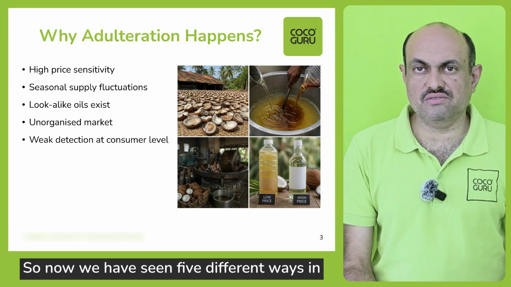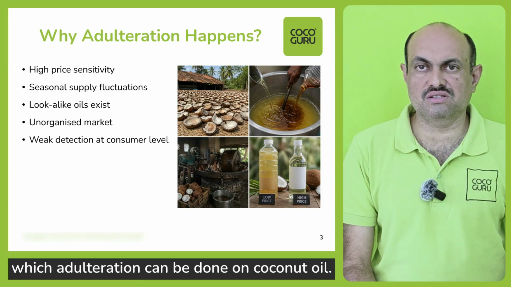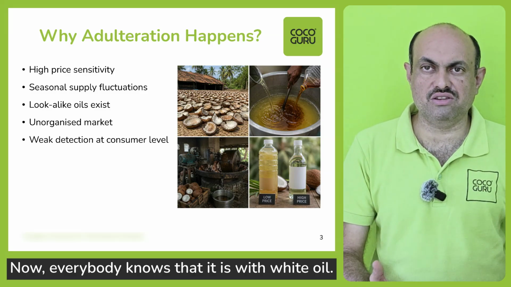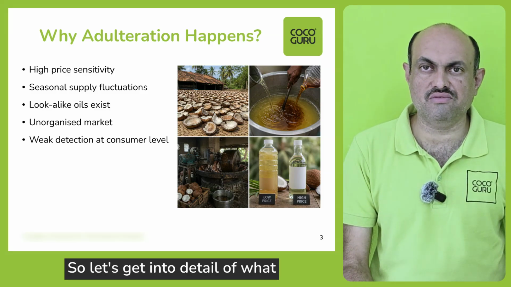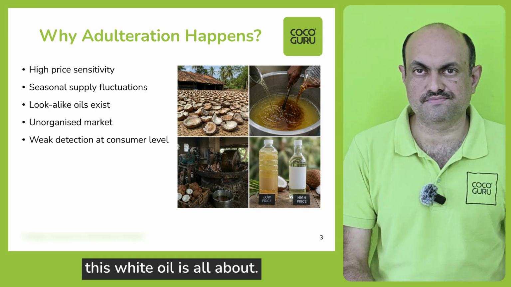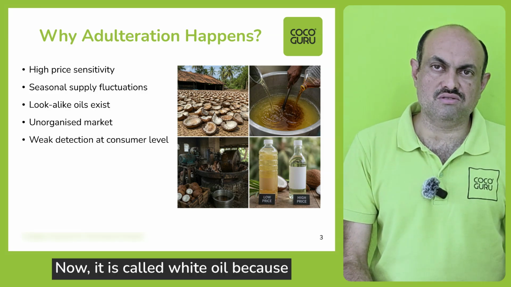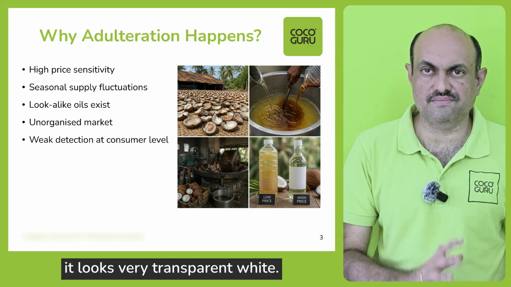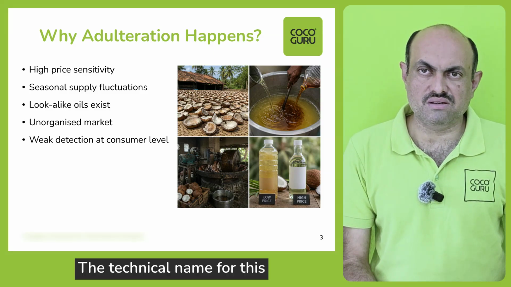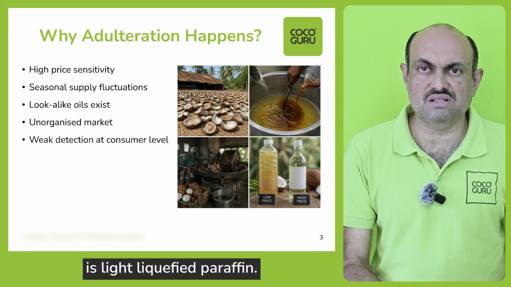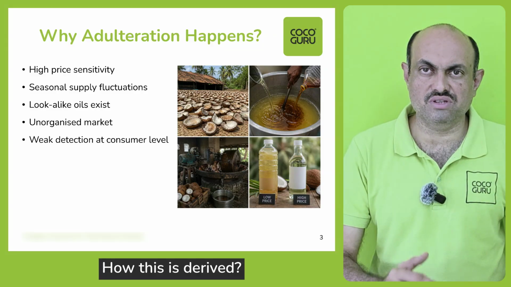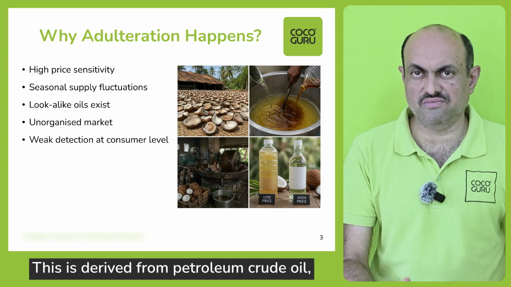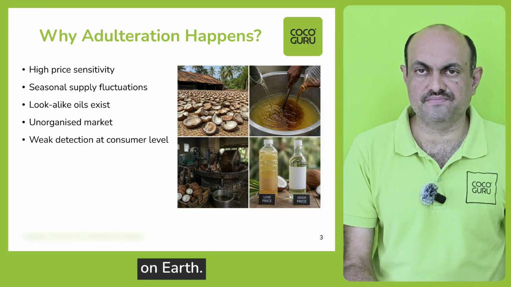So now we have seen 5 different ways in which adulteration can be done on coconut oil. Now everybody knows that it is with white oil. So let's get into detail of what this white oil is all about. It is called white oil because it looks very transparent white. The technical name for this is light liquefied paraffin. How is this derived? This is derived from petroleum, crude oil, which is a mineral on earth.